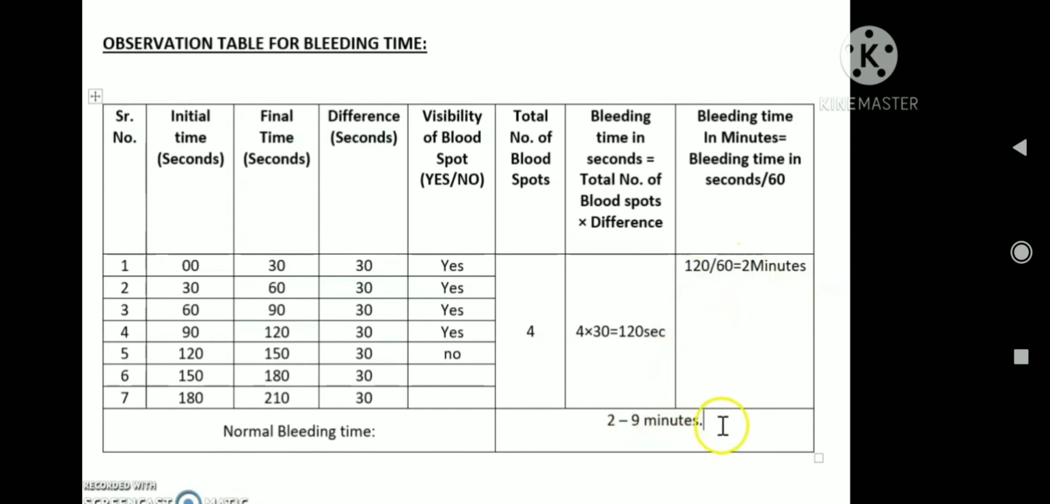So if you want to write down the result, how can we write it? The result is: the bleeding time of my own blood was found to be 2 minutes. And the conclusion is: the bleeding time of my own blood is 2 minutes and the normal range of bleeding time is 2 to 9 minutes, so the bleeding time of my own blood is within the normal range. Likewise, you can write down the observation table and find out the bleeding time.